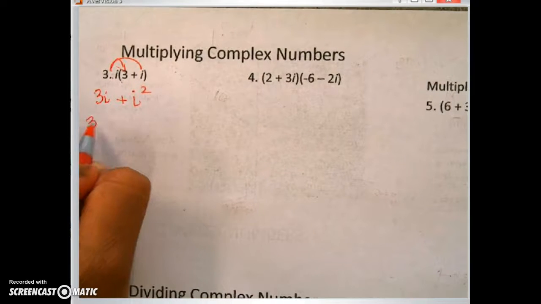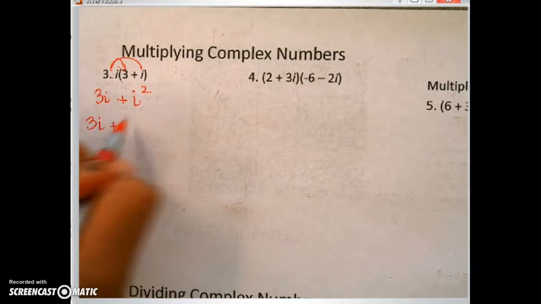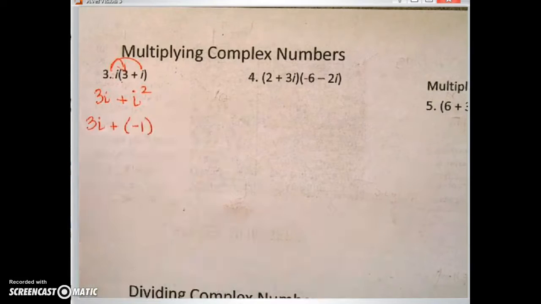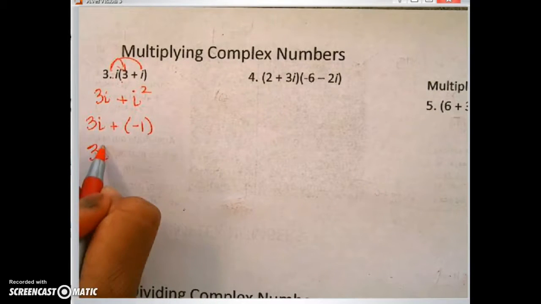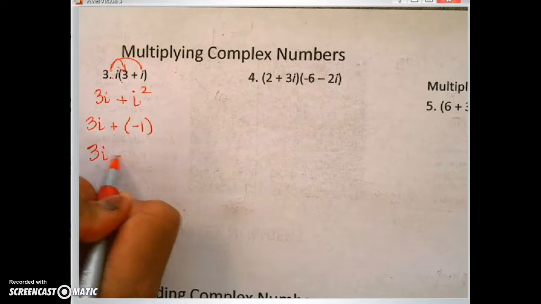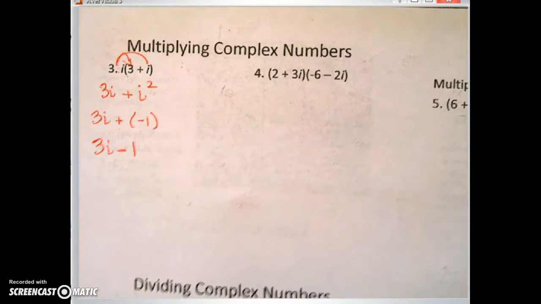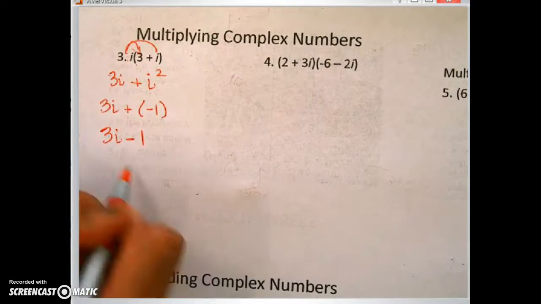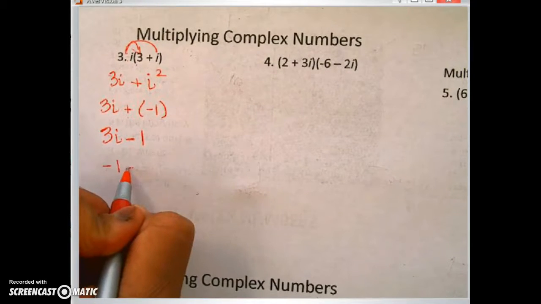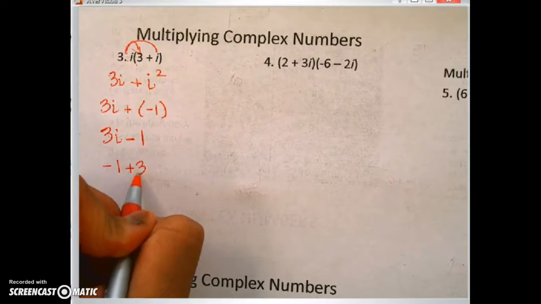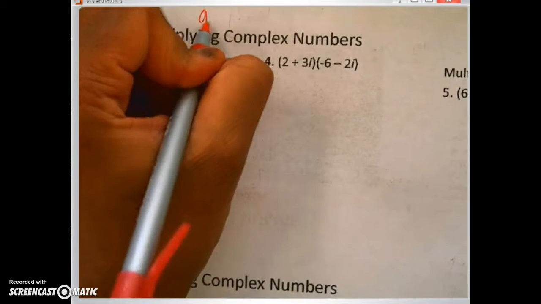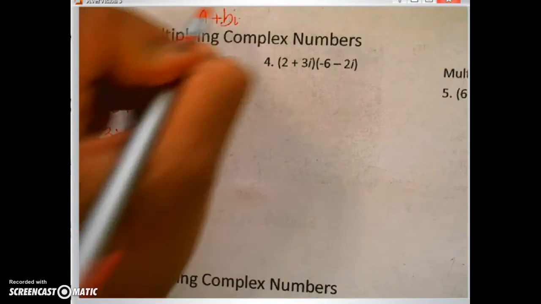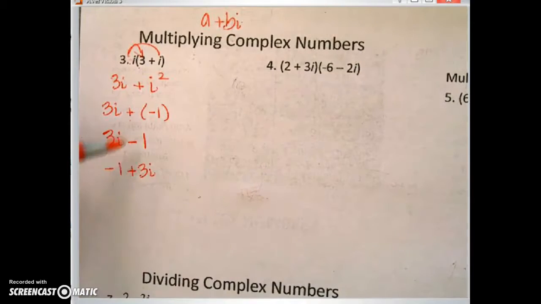But this is 3i, nothing I can do with that. But i squared, remember, is negative 1. So I'm looking at 3i, what's a positive times a negative? Negative 1. Do I have a problem with this? I do. I would lose 1 full point for this problem right here, and the reason why is because it does need to be in standard form. So negative 1 plus 3i. a plus bi is always going to be standard form. You always want to end with the imaginary.